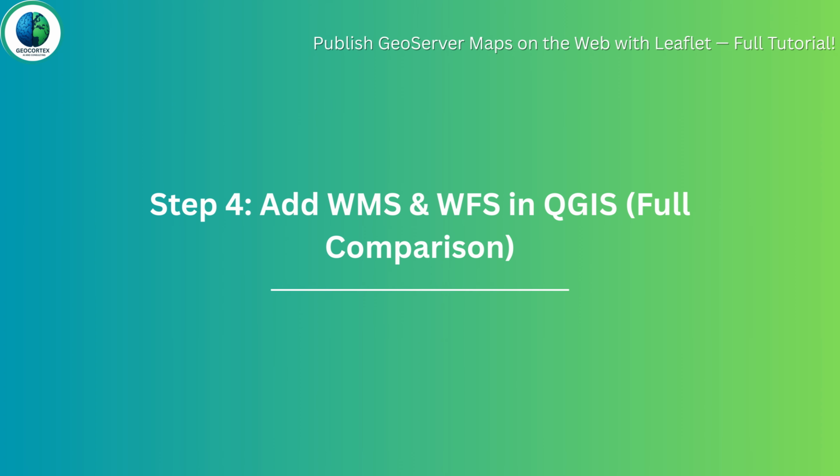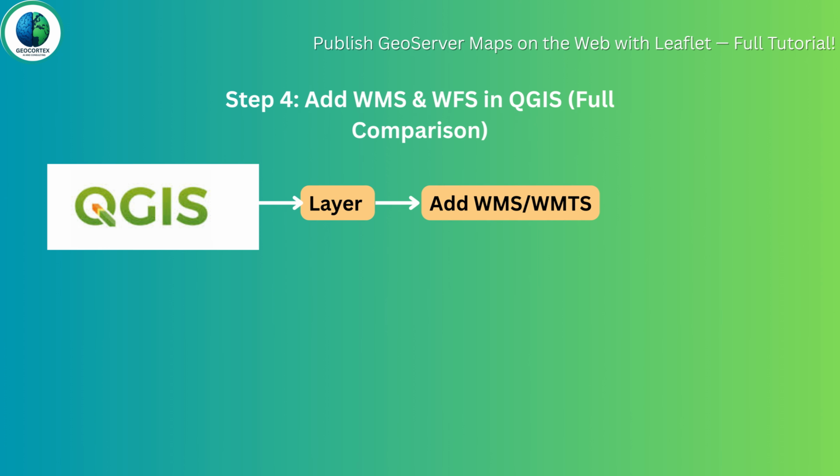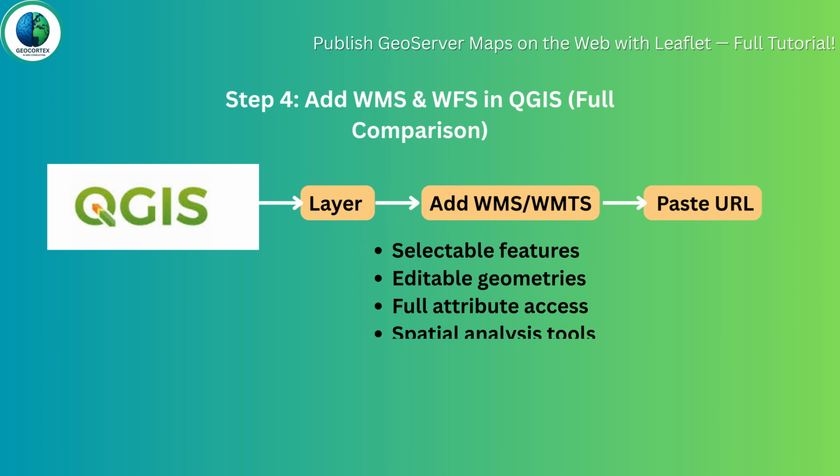Step 4. Add WMS and WFS in QGIS. Full comparison. Now let's test in QGIS. First, add WMS. Layer, Add Layer, Add WMS/WMTS, paste URL. Now you get selectable features, editable geometries, full attribute access, spatial analysis tools. QGIS becomes your best testing platform because it supports both services.